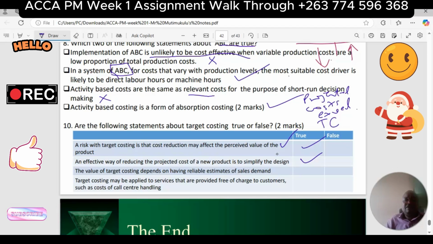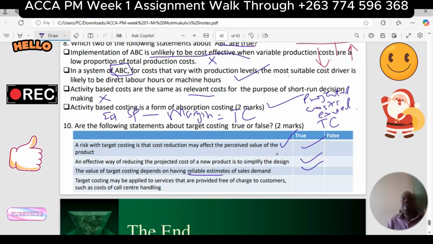Then the third one: the value of target costing depends on having a reliable estimate of sales demand. Yes, remember, we need to estimate the selling price, then we deduct the expected margin, and we get the target cost. So obviously, we need reliable estimates of the sales demand, because it links us to the selling price or the market price. The demand itself will tell us the competitive selling price.